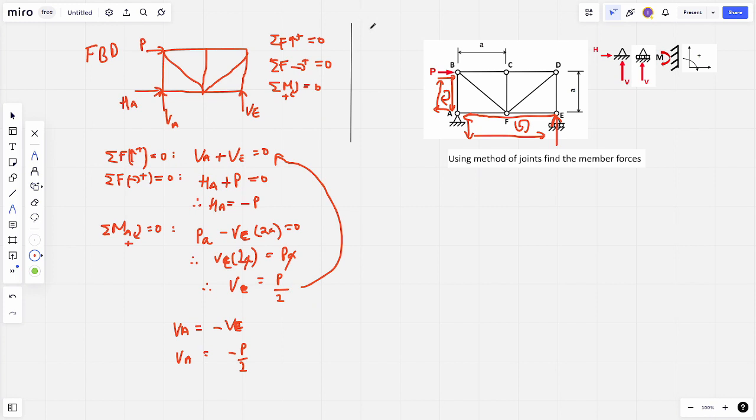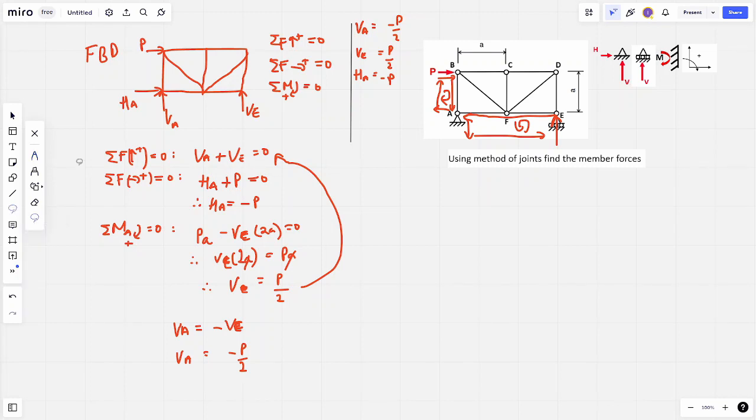So we've got HA, VA and VE. VA is equal to negative P over 2. We've got VE as positive P over 2. And we've got HA as negative P. So that's our support reactions. And what we need to do now is look at the internal forces.